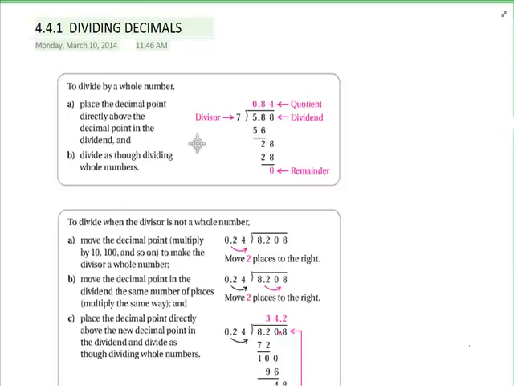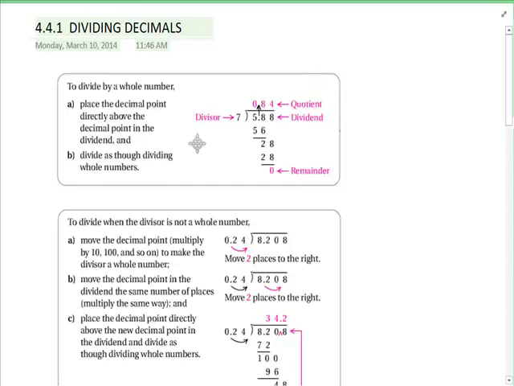All right, in this lesson we're going to divide decimals. And there are two different things to think about. First of all, if the divisor, the number on the outside, is a whole number, you're ready to divide. If you're dividing into a decimal, the decimal point will go straight up. So place the decimal point directly above the decimal point in the dividend and divide as if you're doing whole numbers. You won't write remainders in these.